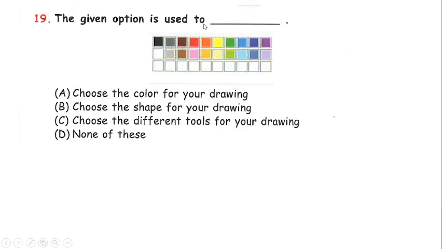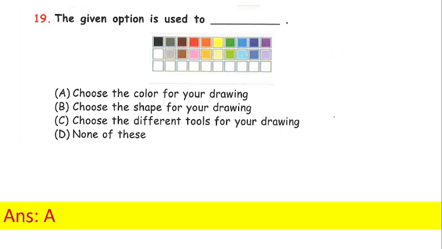Next, the given option is used to, this is a palette. So A, choose a color for your drawing, choose the shape for your drawing, choose the different tool for your drawing, or none of these. Answer is A. As you can see, this is a color palette, so we can choose the color for our drawing.